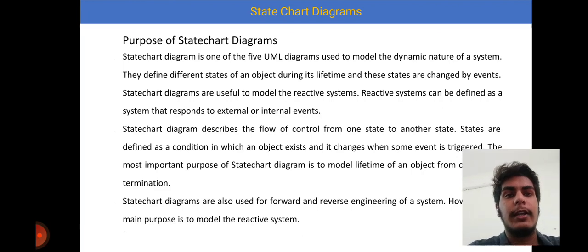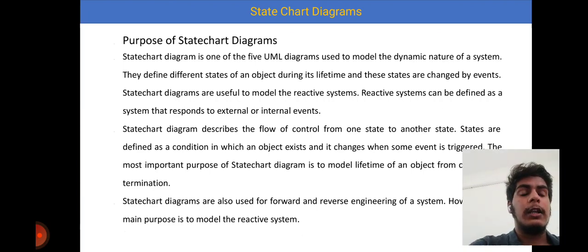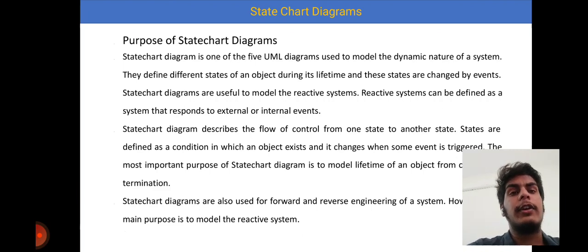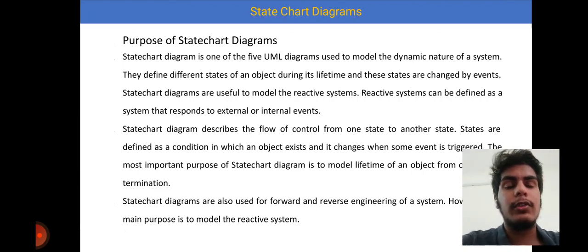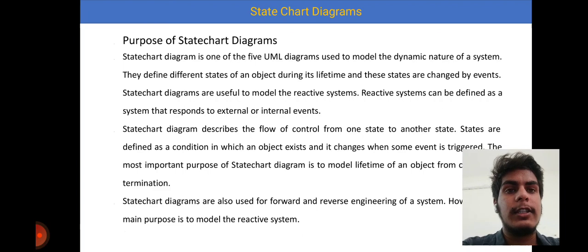Purpose of state chart diagram. State chart diagram is one of the 5 UML diagrams used to model the dynamic nature of a system. They define different states of an object during its lifetime. These states are changed by events. State chart diagrams are useful to model reactive systems. Reactive systems can be defined as systems that respond to external or internal events.